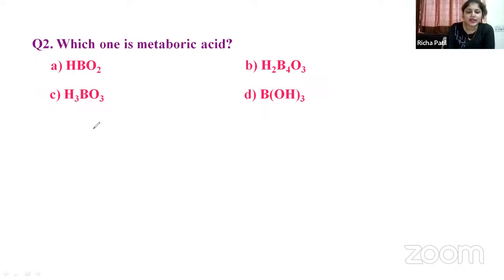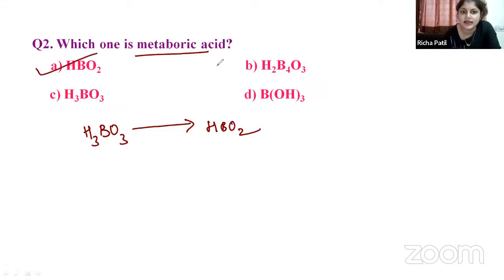Yes. Metaboric acid is the name of a family of inorganic compounds formed by dehydration of boric acid. Boric acid, H3BO3, undergoes dehydration to give HBO2. So the answer is HBO2, which is metaboric acid. Yes, A is the correct answer.